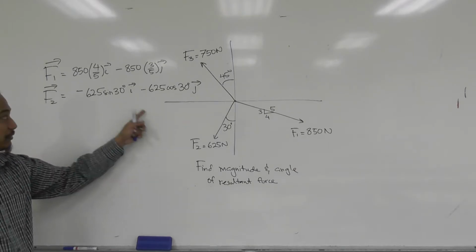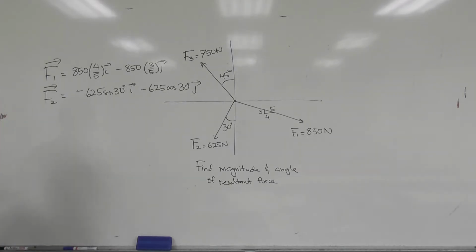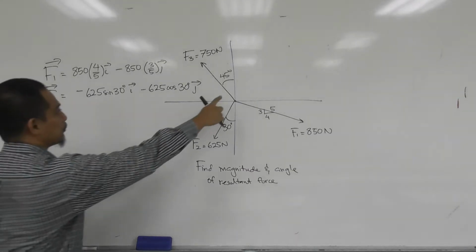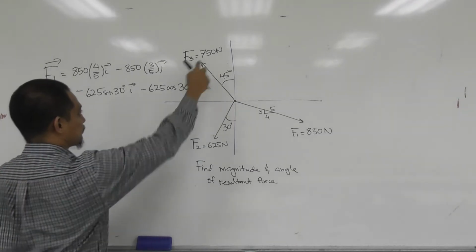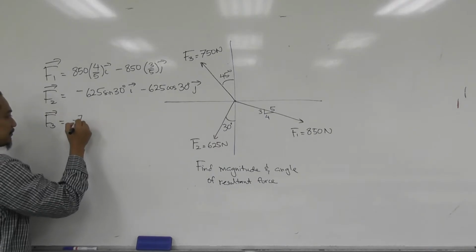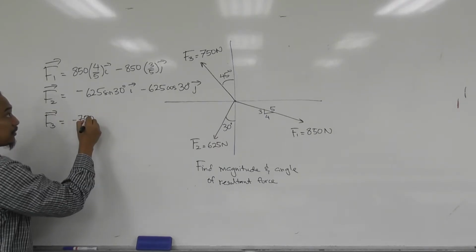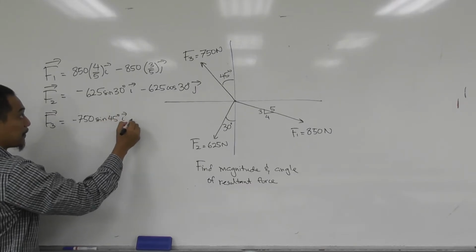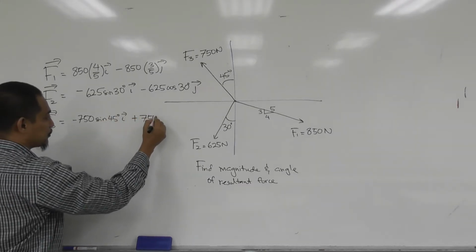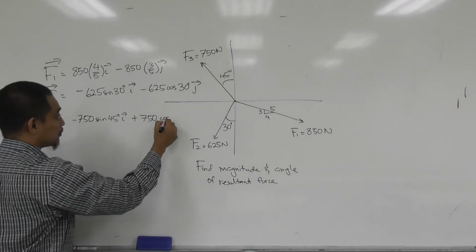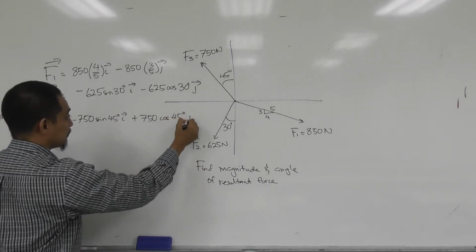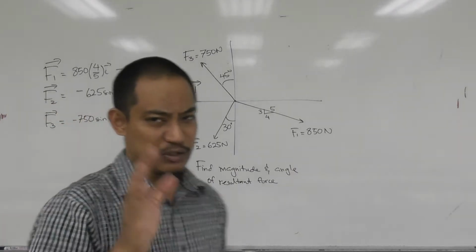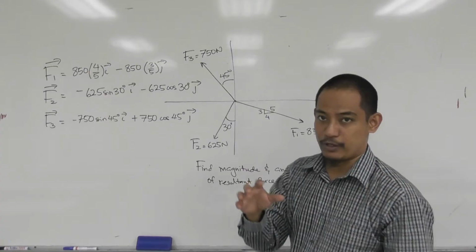Hopefully you can see it in the diagram. F3: x is negative, y is positive, so minus 750 sin 45 degrees i plus 750 cos 45 degrees j. Right? So there are several things to avoid making mistakes. It's not difficult.